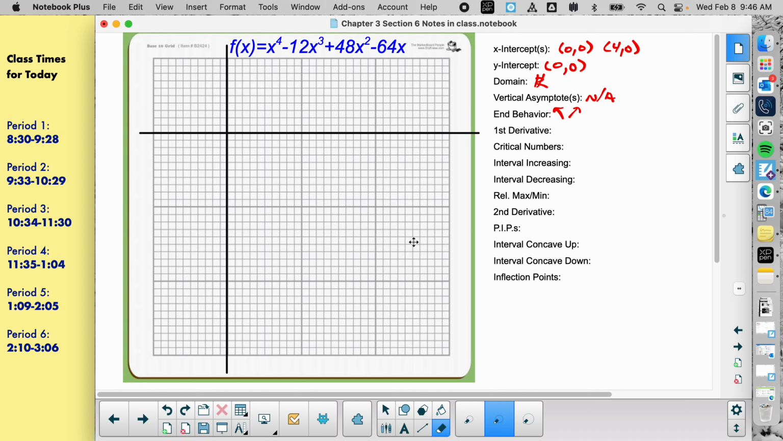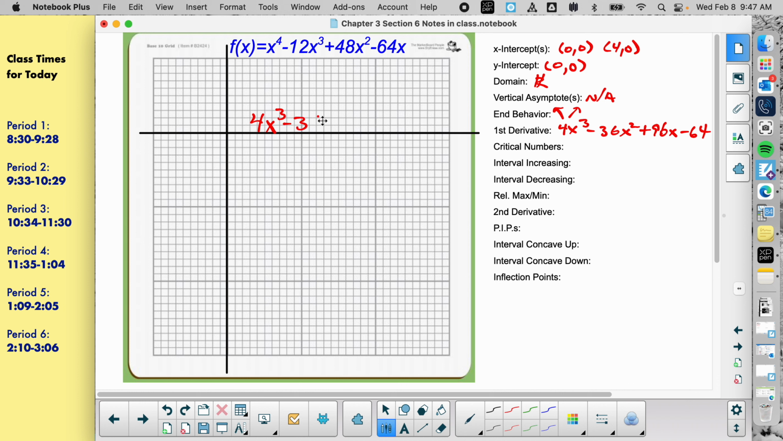Wait, who just went? Ellen, did you just go? Who's going to go next? Noah. First derivative. Oh, shoot. Hold on. I got the eraser on. Oh, dear. I'm just going to do the scratch work right here and then erase it.